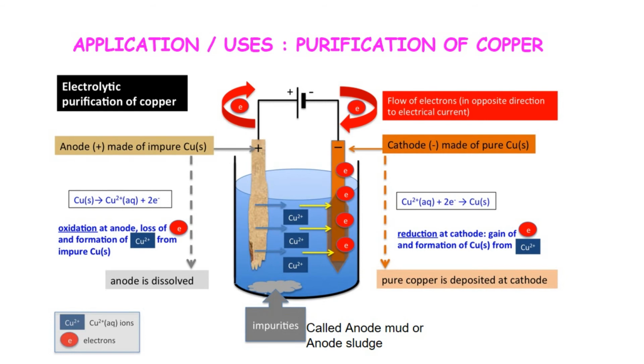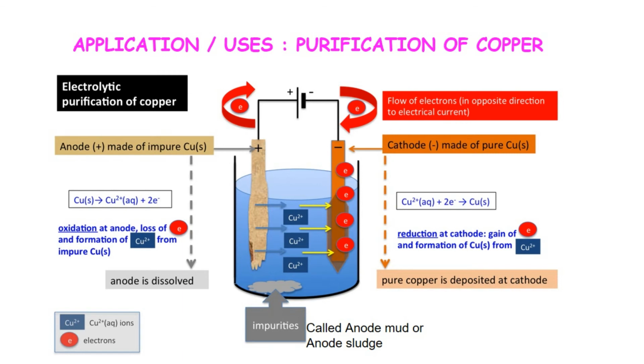Another application of the same process is purification of copper, which is called refining of copper. Electrolytic refining of copper, or purification. The same principle: take the impure copper as the anode and pure copper as the cathode, and the electrolyte as copper sulfate. Same principle as I mentioned a while ago.